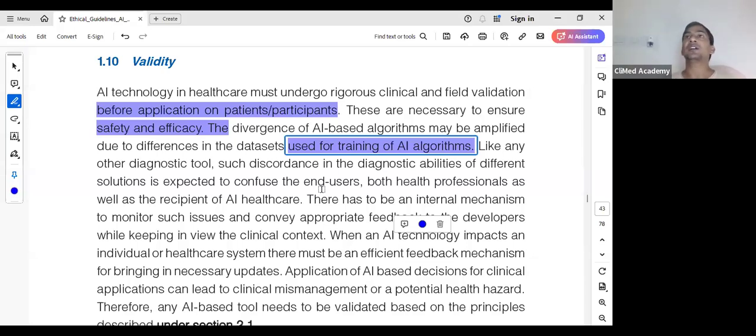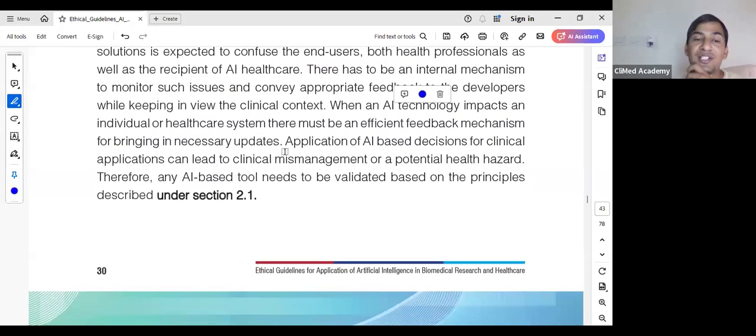Suppose I'm developing an AI system to screen for lung cancer. Okay, I'm just doing it with the help of technology. I'm developing the algorithms, the machine learning, maybe with the help of thousands of images of lung cancer, thousands of images of different stages. So the validity cannot be done by using such things. Validity will be done when the application is being used for the real-time population. When the application is being used for the real-time population, that time the validation will be happening.